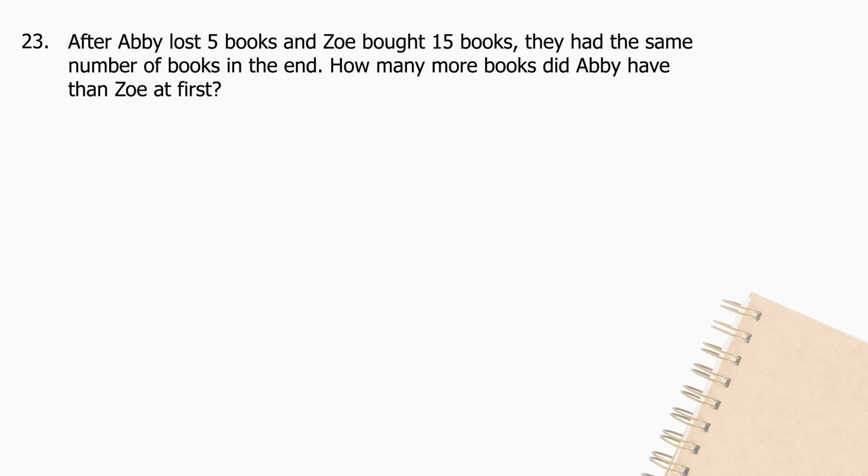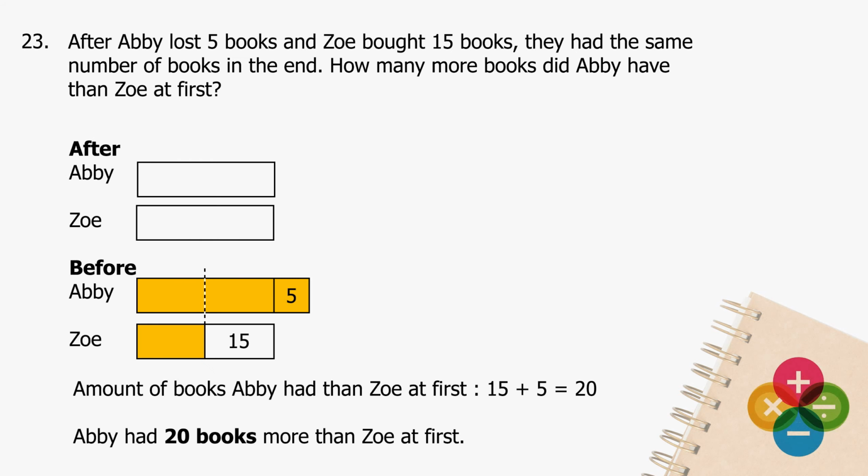Question 23. After Abby lost 5 books, and Zoe bought 15 books, they had the same number of books in the end. How many more books did Abby have than Zoe at first? The number of books Abby had more than Zoe at first will be: add 15 to 5, and the sum is 20. Abby had 20 books more than Zoe at first.